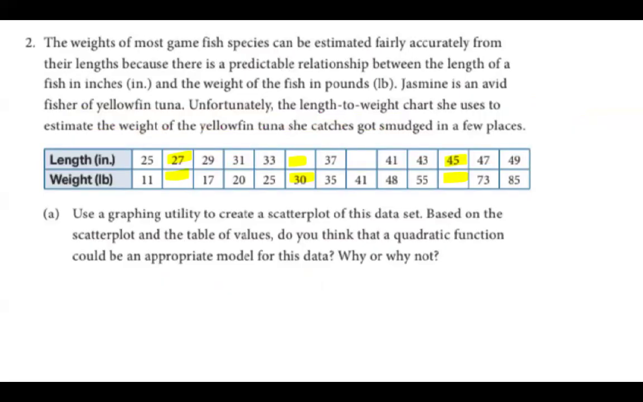Then next, we went to: the weights of most fish species can be estimated fairly accurately with their lengths because there is a predictable relationship between the length of a fish in inches and the weight of the fish in pounds. Jasmine is an avid fisher of yellowfin tuna. Unfortunately, the length to weight chart she uses to estimate the weight of the yellowfin tuna she catches got smudged in a few places.